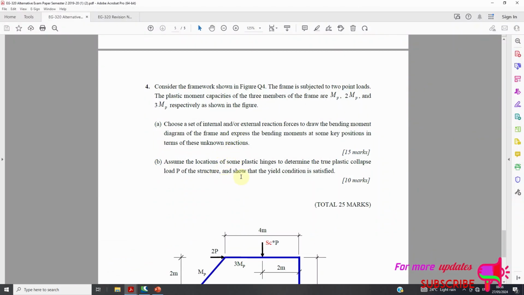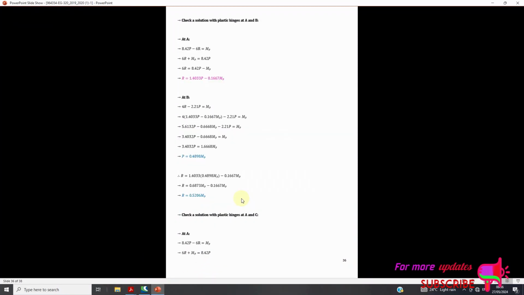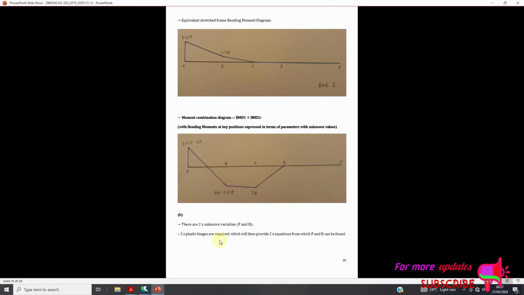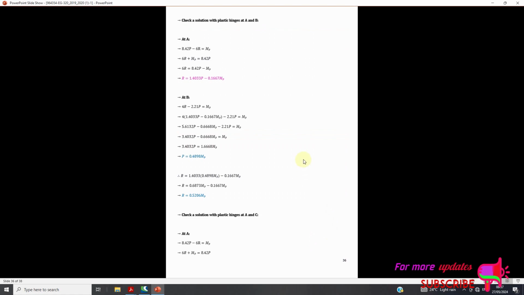Question 2. Assume the location of some plastic hinges, and determine the true plastic collapse load P of the structure. Show that the yield condition is satisfied. Now there are two unknown variables, P and R. Two plastic hinges are required, which will then provide two equations from which P and R can be found. Check the solution with the plastic hinge at A.